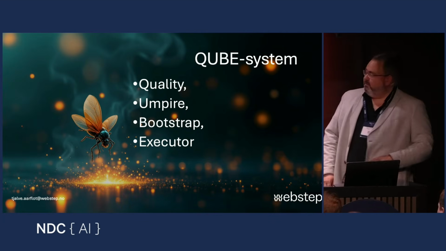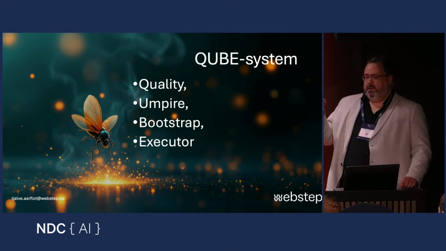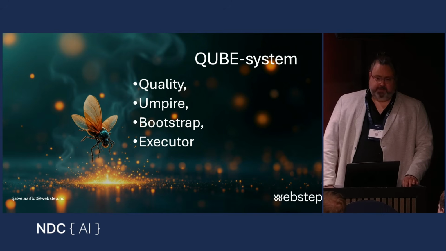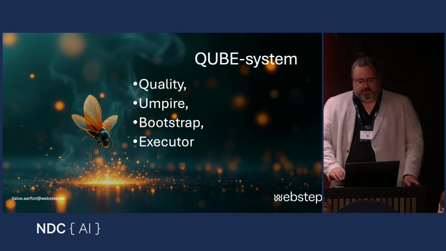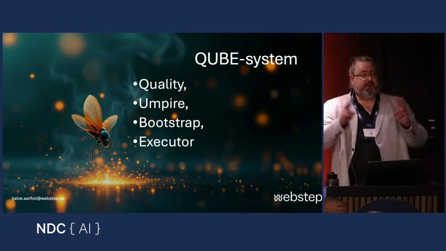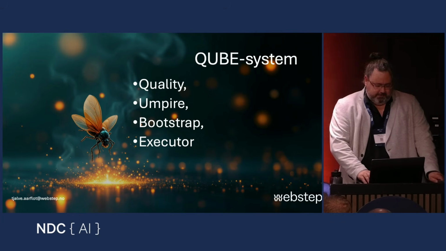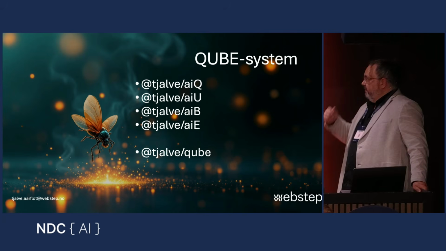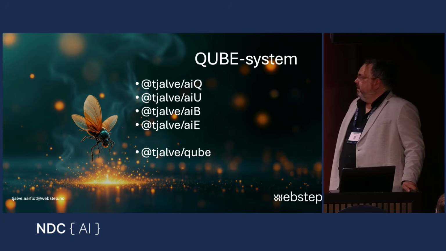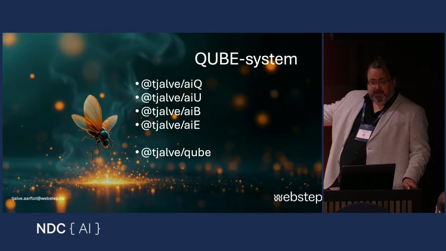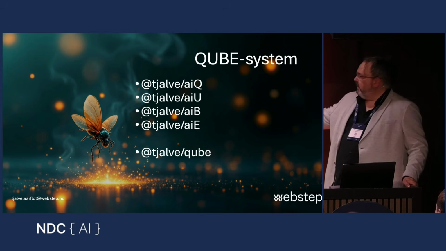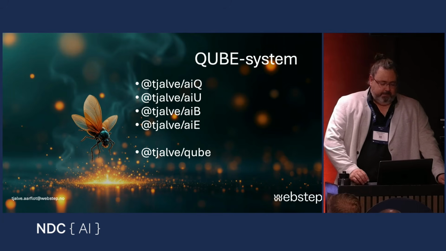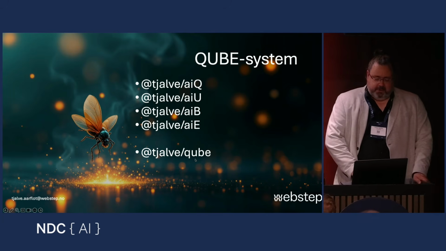I actually had this Cubic system, right? I had a quality gate. I had my umpire. I had a bootstrap system. I had an executor. Now, of course, I choose the packages based on the name. So I'm creating a set of npm packages. They are not ready for public consumption yet. All of them except the bootstrap is actually there. You can play with them, and then I'm going to wrap them into Cubic.